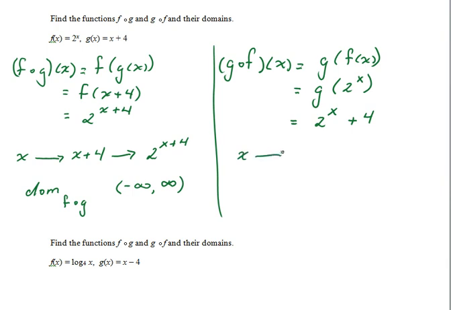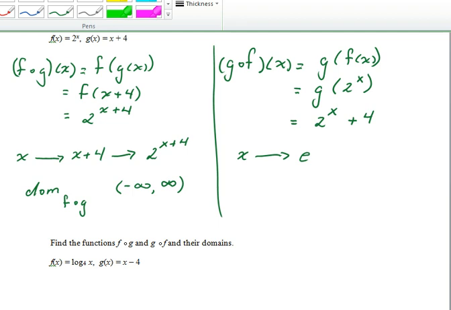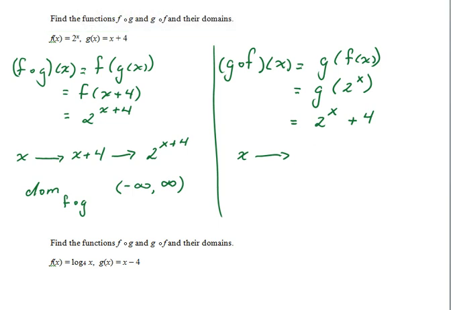This time x, first of all, gets exponentiated. And I'm sorry, I wrote e instead of 2 here. And then we add 4. And so there's no restriction on either of these. The domain of the composition of g with f is negative infinity to infinity.